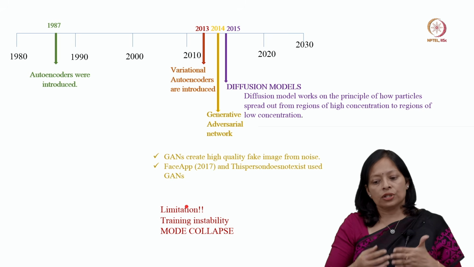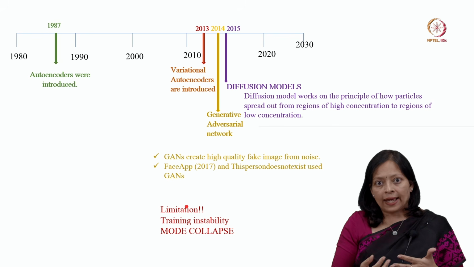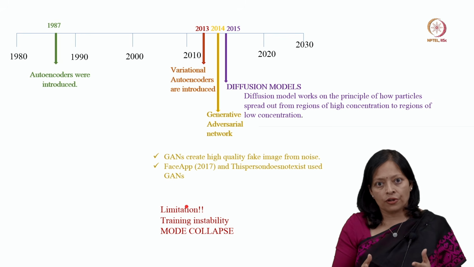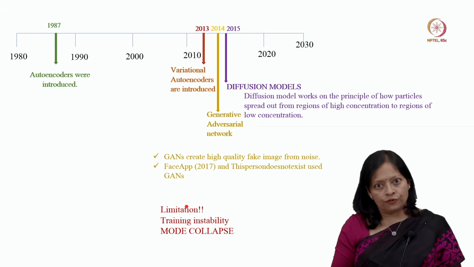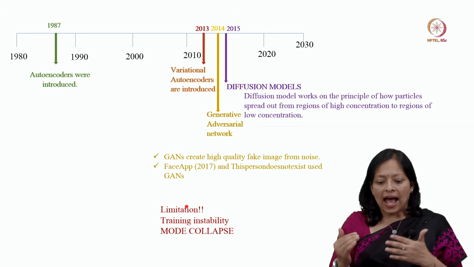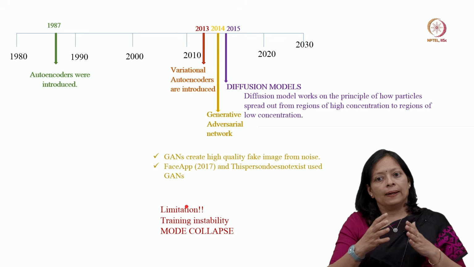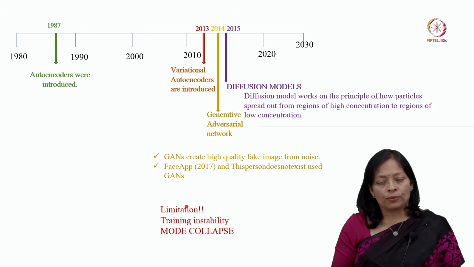And what is diffusion? Diffusion is a phenomenon of physics where particles spread from a region of higher concentration to a region of lower concentration. So, that is called diffusion. It is a very basic physics phenomenon, and we will see how it is used in generative models like diffusion probabilistic models.